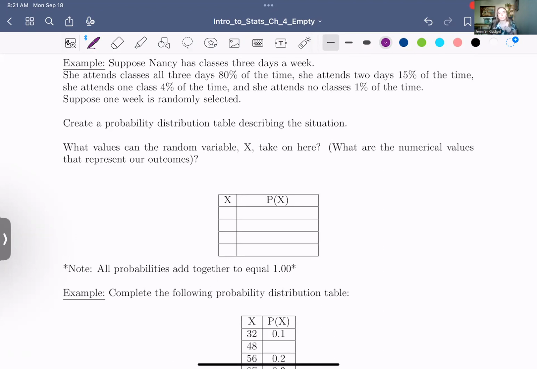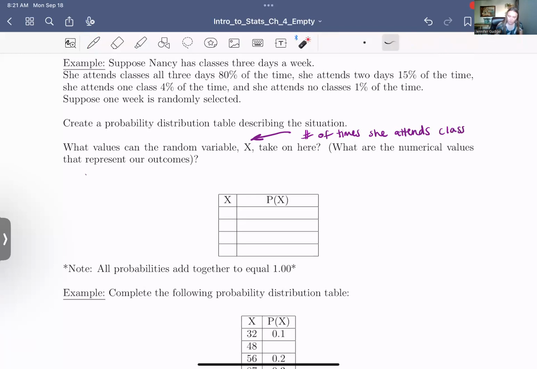Okay, so in this case, our random variable is talking about the number of times Nancy attends class in a week. It could be up to 3, and ask yourself, what's the smallest amount that she could possibly attend? So I'll write here, what values can the random variable x take on? The random variable x for us is the number of times she attends class.